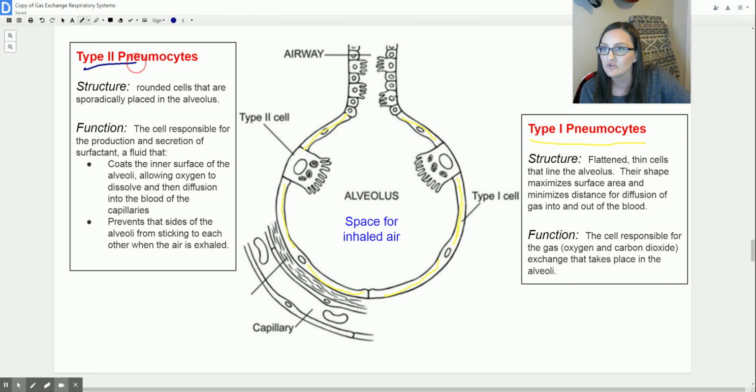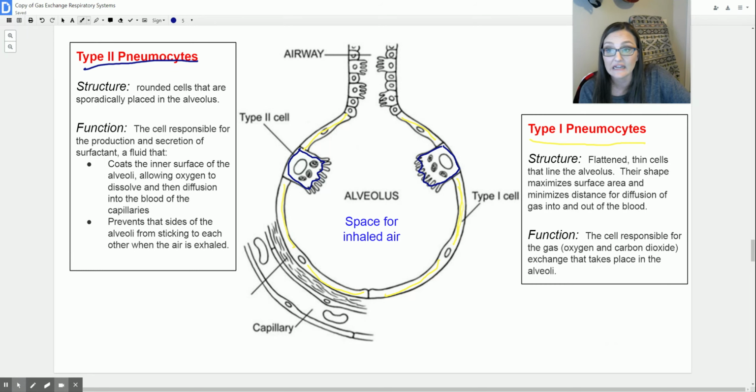Type 2 pneumocytes. What are those? Where are those? Here are the type 2 pneumocytes. They look like little bear claws, sporadically placed throughout. What are they really made for? What do they do? They secrete and make surfactant.